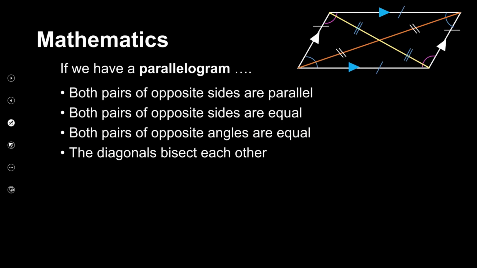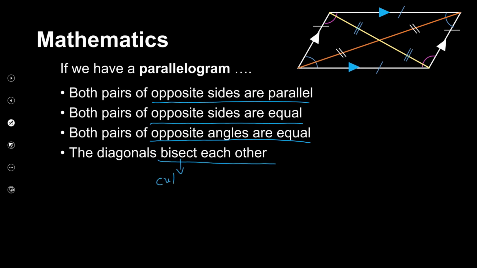Now, if we have a parallelogram, just to remind ourselves of what a parallelogram is all about, we know that both pairs of opposite sides are parallel, right? And we also know that they are not only parallel, they are also equal to each other. We know that both pairs of opposite angles are equal, and then the diagonals bisect each other. Remember, bisect will mean cut in half, right? This is to cut in half.